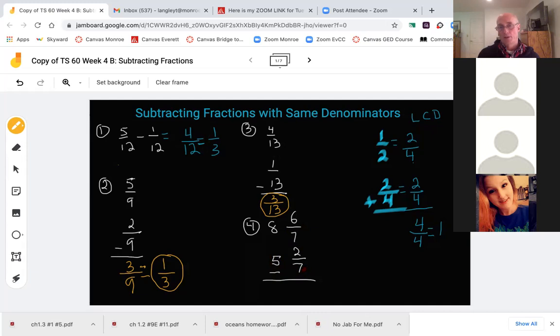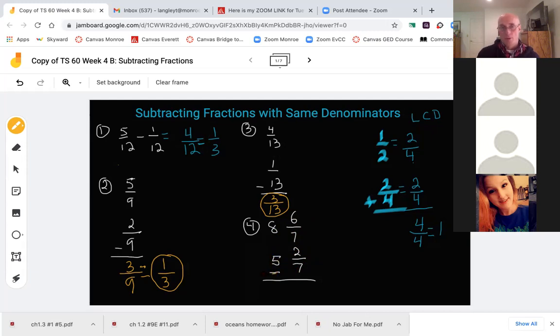Well, first thing I'm going to do is look at the fractions and ask myself, is this fraction up here bigger than the one down here? Is it larger? 6 out of 7 pieces, that's almost the whole pizza. 2 out of 7 pieces, that's smaller. That's way less than half. So yeah, this one's bigger. So I'm not going to have to borrow. We'll get into that more in a moment.